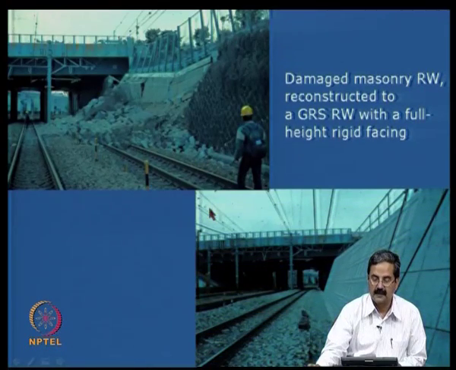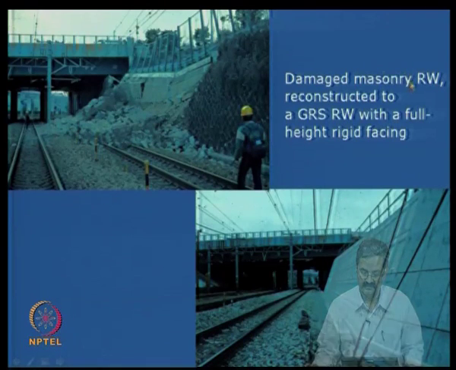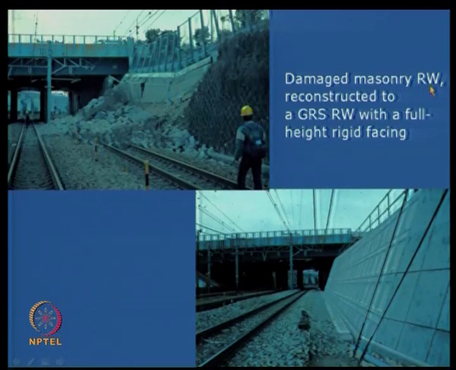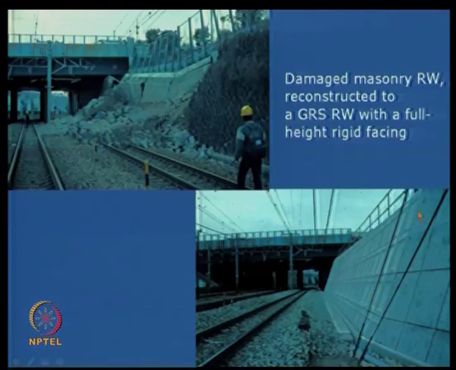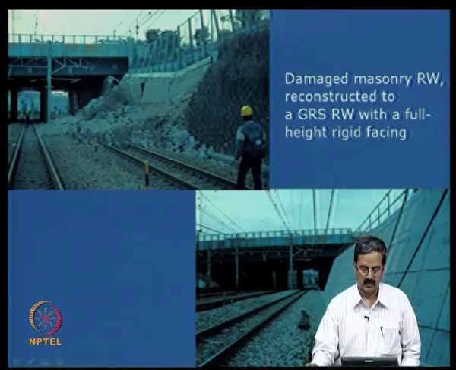This is another one, a damaged masonry wall reconstructed to GRS with a full height facing. This masonry wall type of construction failed in the earthquake, but they reconstructed it with full height facing. Full height facing means the facing is fully there. In fact, we did one. Full height facing is also possible, like a simple facing, fully put as one member. Don't worry about simple blocks like that.